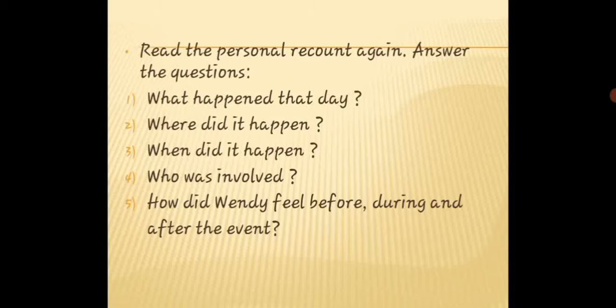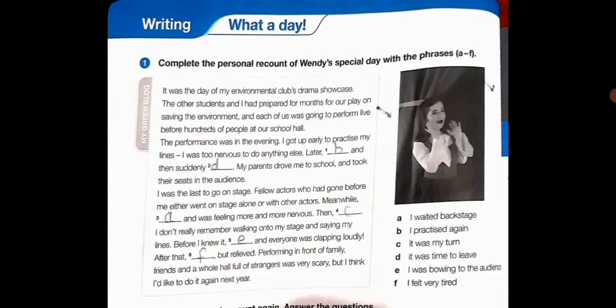And now these are the questions related with the same story. The first question, what happened that day? Second, where did it happen? Third, when did it happen? Next, who was involved? Fifth, how did Wendy feel before, during, and after the event? So, students, write answers of all these questions. All these questions are related with this story.